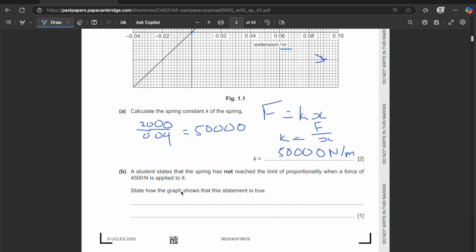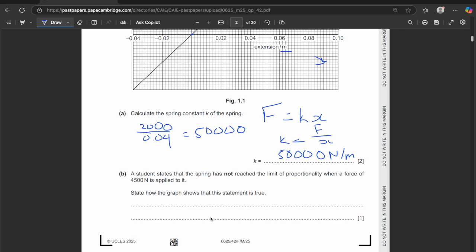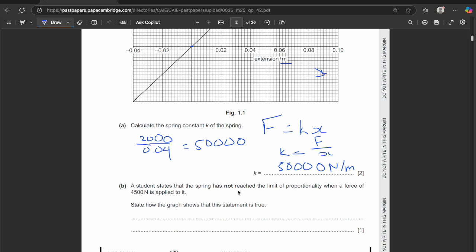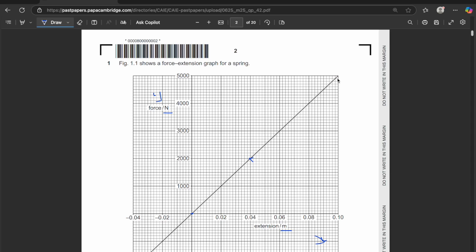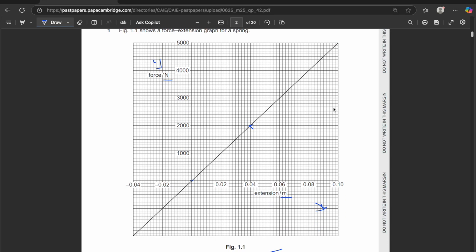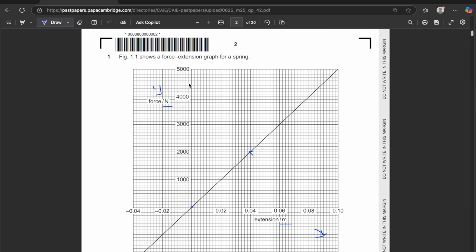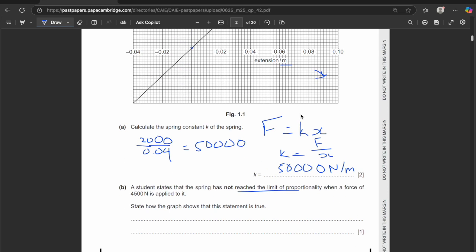Okay, B. A student states that the spring has now reached the limit of proportionality when a force of 4,500 newtons is applied to it. State how the graph shows that this statement is true. Reaching the limit of proportionality means that this relationship is not linear anymore. It's not going to be a straight line anymore. It will have a curve at some point when the extension gets too big because it has gone over the limit of proportionality. Here at 4,500 it is still a straight line, so it shows that this is still a linear relationship. So this statement is true.